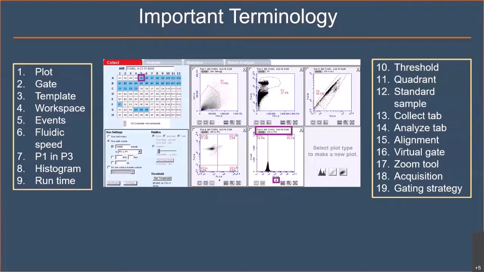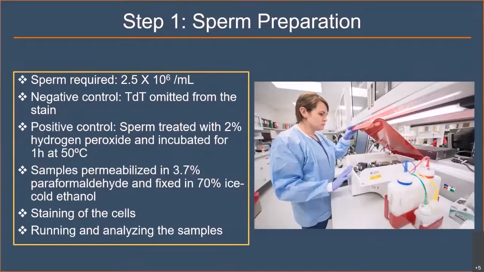Having understood these terminologies, I will take you to the next step. And this slide shows the most important step, which is the sperm preparation. For measuring TUNEL using this method, we require a minimum of 2.5 million sperm. We also include a negative control, which is the samples in which we do not add the TdT, so there are no cells which are stained for DNA damage.